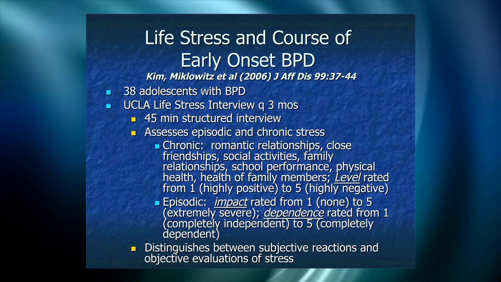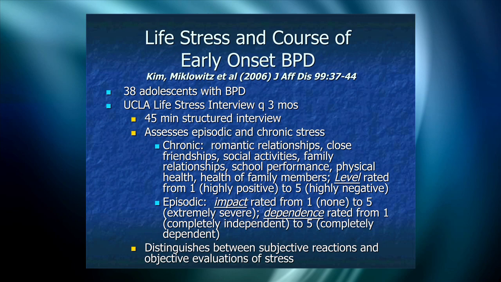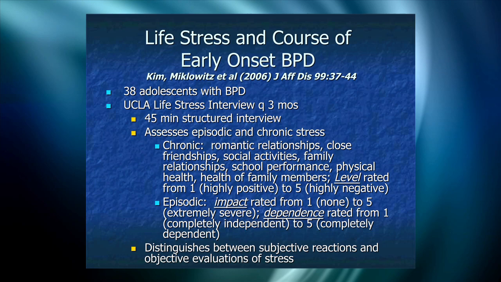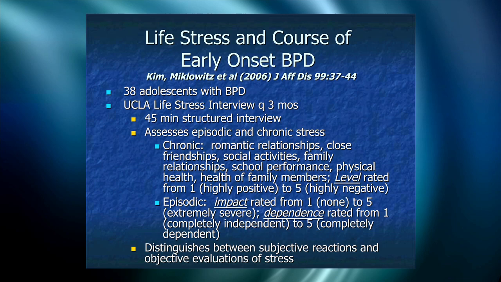They looked at episodic and chronic stress. Chronic stress, romantic relationships, close friendships, social activities and family relationships, etc. And they rated it on a 1 to 5 scale. The episodic, again, something that comes and goes, as you might imagine. They looked at both impact and the dependence, how independent or dependent it was. So they were looking at subjective reactions and objective evaluations of stress.